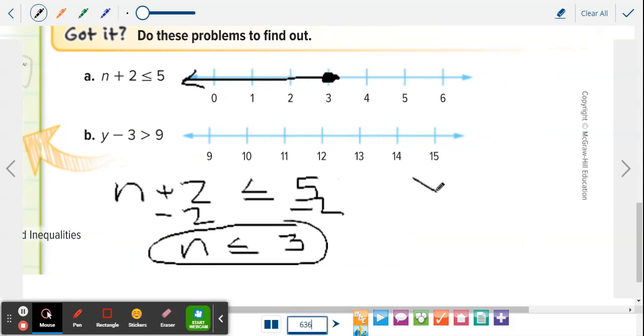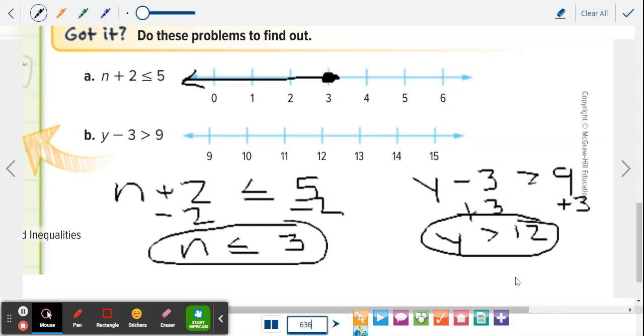Okay, letter B. Y minus 3 is greater than 9. So what do we have to do with this 3 to get y by itself? Add it to each side. So we get y is greater than 12.